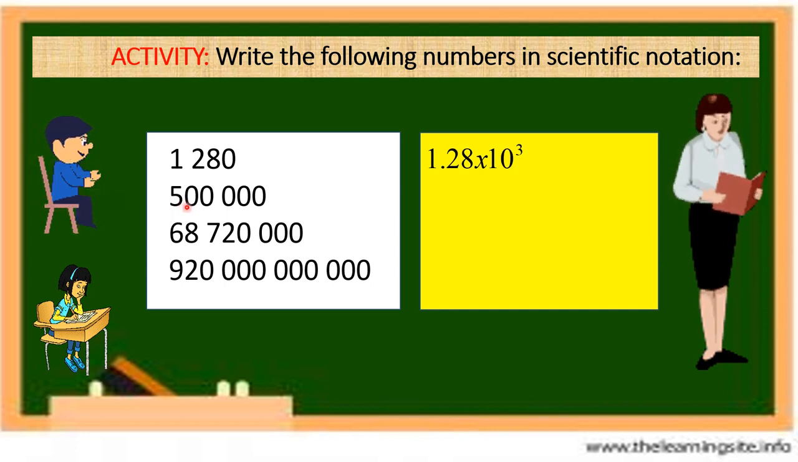We have 500,000. So we have the decimal point here. That is 5 times 10, 1, 2, 3, 4, 5. 5 times 10 raised to the 5th power.